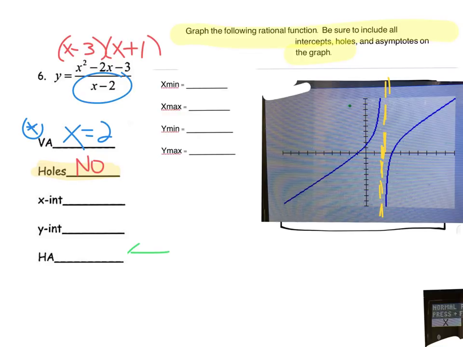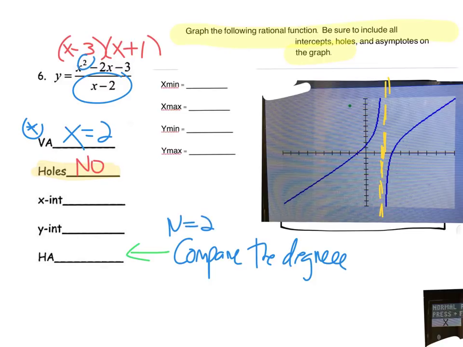Next, I'm going to calculate the horizontal asymptote, and the way you do that is you compare the degree of the numerator and the degree of the denominator. In this case, the numerator's degree, the highest power of x, is 2. So here our n value is going to be 2. Here our denominator's degree is going to be 1. So this is the scenario when n is greater than d, so there is no horizontal asymptote.